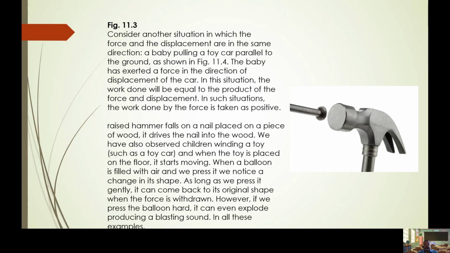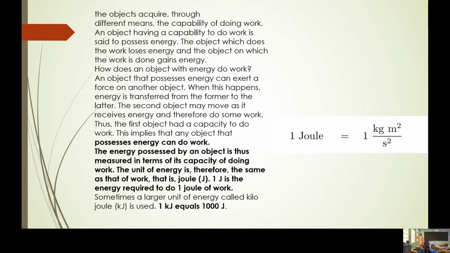In all those examples, the object acquires, through different means, the capability of doing work. An object having a capability to do work is said to possess energy. The object which does work loses energy and the object on which the work is done gains energy.